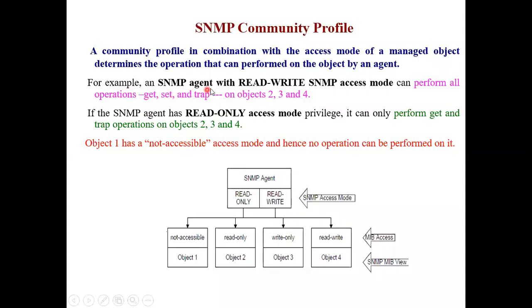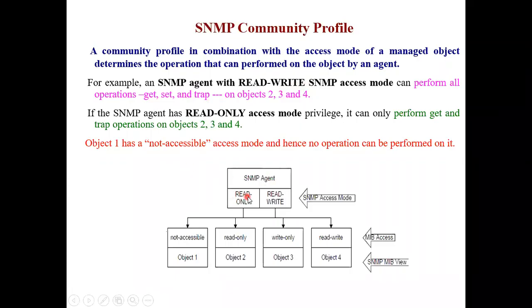For example, an SNMP agent with read-write SNMP access mode, which operations can it perform? We have seen those 5 operations. It can perform the get operation, the set operation, and the trap operation, where we have read-write on objects 2, 3, and 4. Why not on object 1? Because object 1 is not accessible. These are the 3 functions from those 5: get, set, and trap.